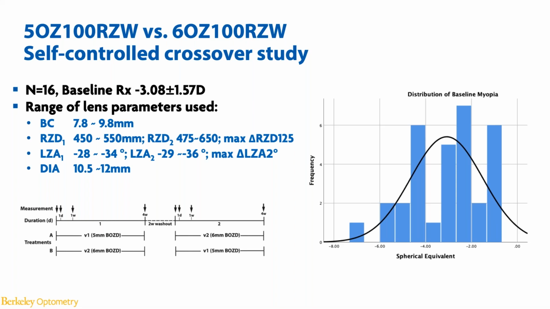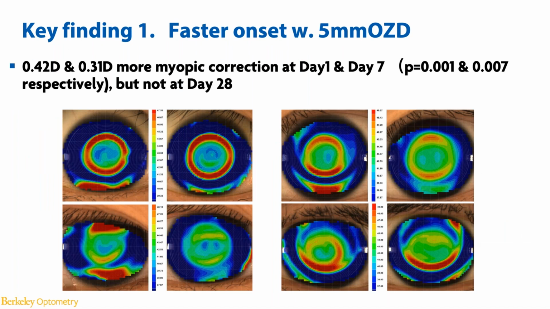So in this study, each subject wears both pairs of lenses, and we randomize the sequence of the lenses. So at any point, one eye is wearing a 5mm design and the other eye is wearing the 6mm design. And with a 2-week washout period, we reverse the design to allow the same eye a direct comparison between the 2 designs. And in the interest of time, I'm only including 3 major findings in this webinar.